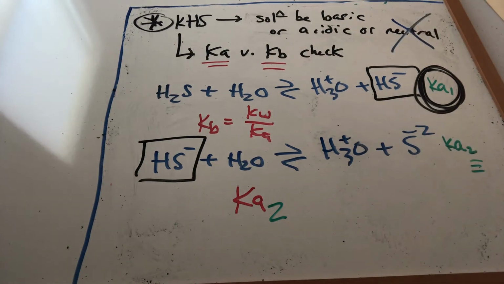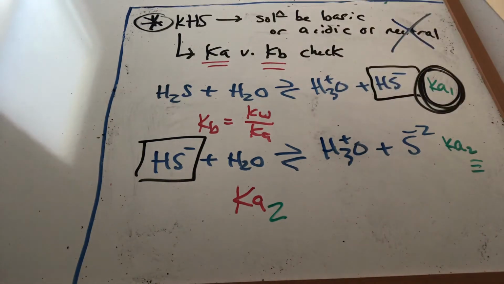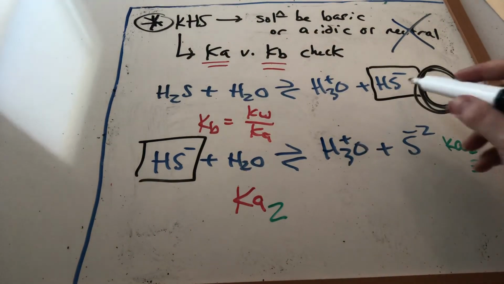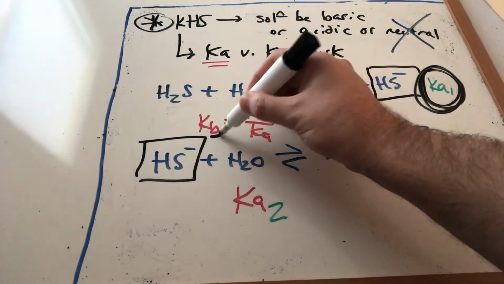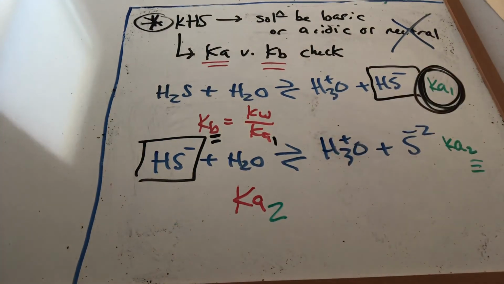Here's it acting like a conjugate base. Here's the side, here's the reaction where it's acting like a conjugate base. Just following the logic from the last videos that we had. This is the Ka1 equation where it shows up as a base. So I'm going to divide by Ka1. One more time, just to make sure you realize.